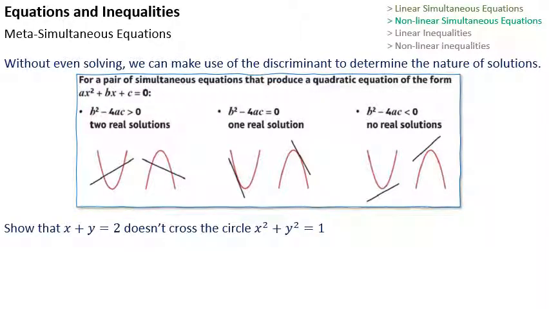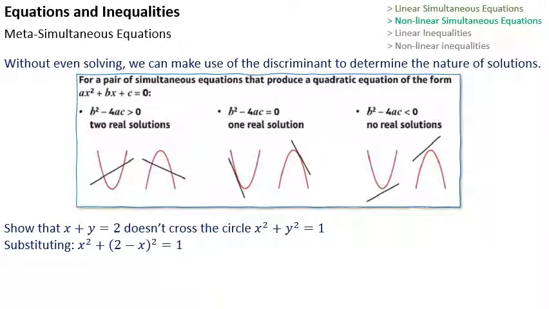So we could use that to solve problems like this. Show that x add y equals 2 doesn't cross the circle x squared add y squared equals 1. Well, you could draw this out as a little diagram on a set of axes for yourselves if you like before you begin, and you'll see that as it happens, the line does seem to go fairly close to the circle. It's not immediately obvious that it wouldn't cross.